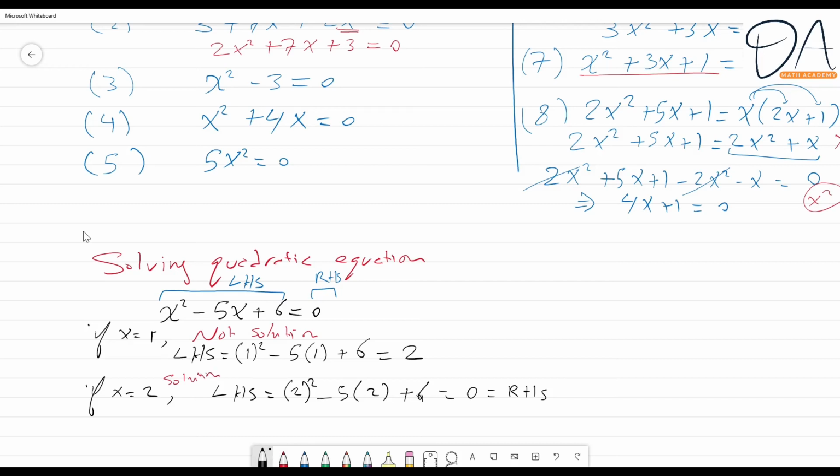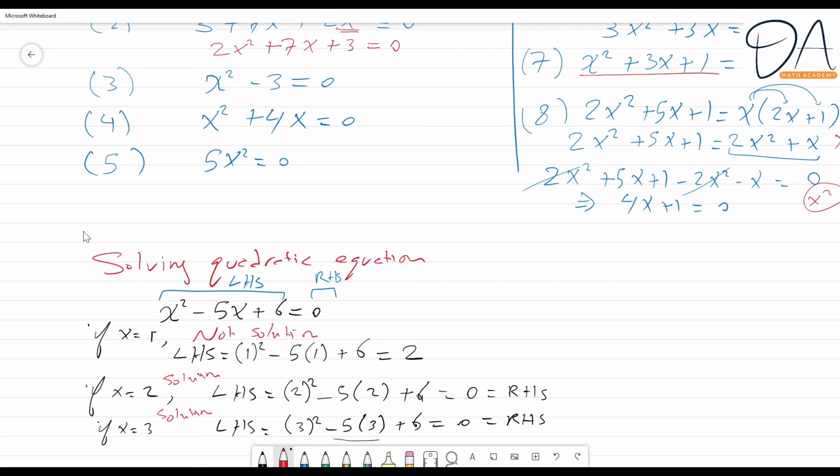Okay, let's try another one. If x is equal to 3, the left-hand side, again, we substitute 3. So we get 3 squared minus 5 times 3 plus 6. Let's add the positive terms. 3 squared is 9 plus 6 gives you 15. And the only negative term is this one. So 5 times 3 is 15 also. So 15 minus 15 is equal to 0, which is also equal to the right-hand side. So this is also another solution.